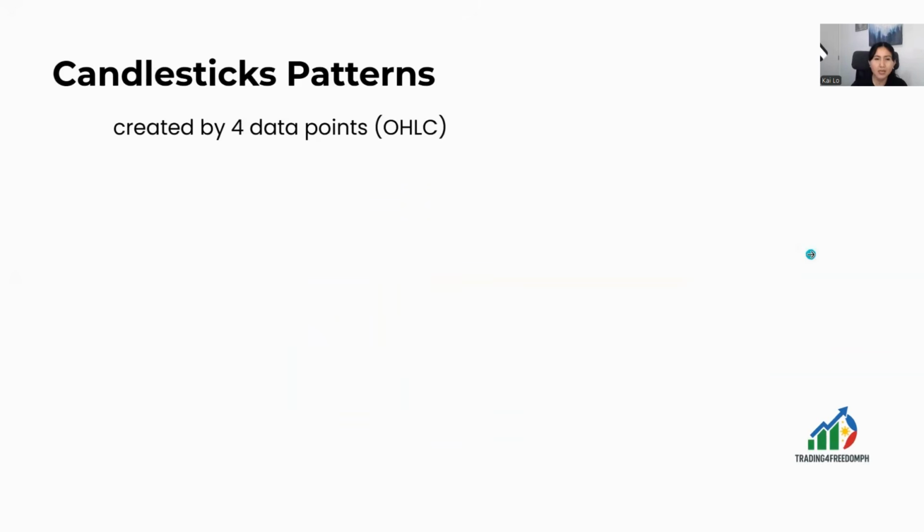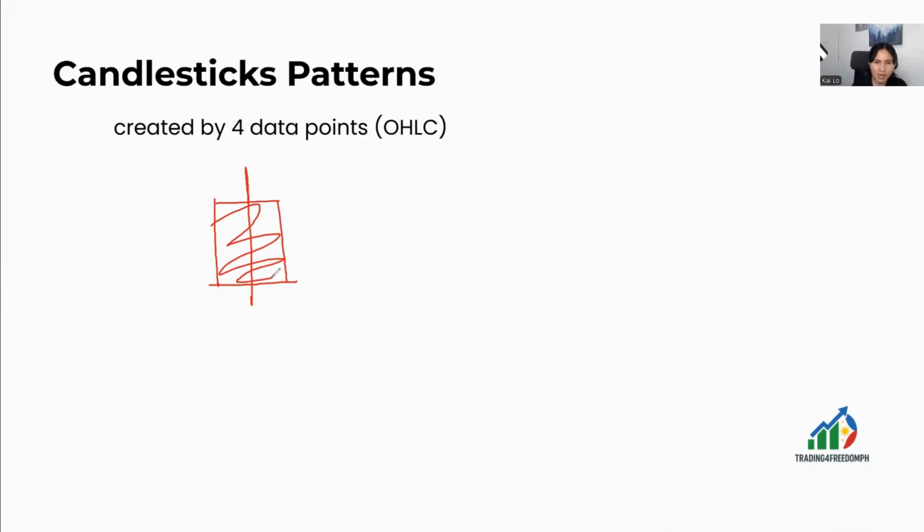Okay, candlestick. So how is a candlestick being created? It's the four data points: the open, high, low, and close. So for example, this is the open, the high, and then it goes lower. For example, this is the lowest point, and then it goes here. Now it becomes a bearish candle.